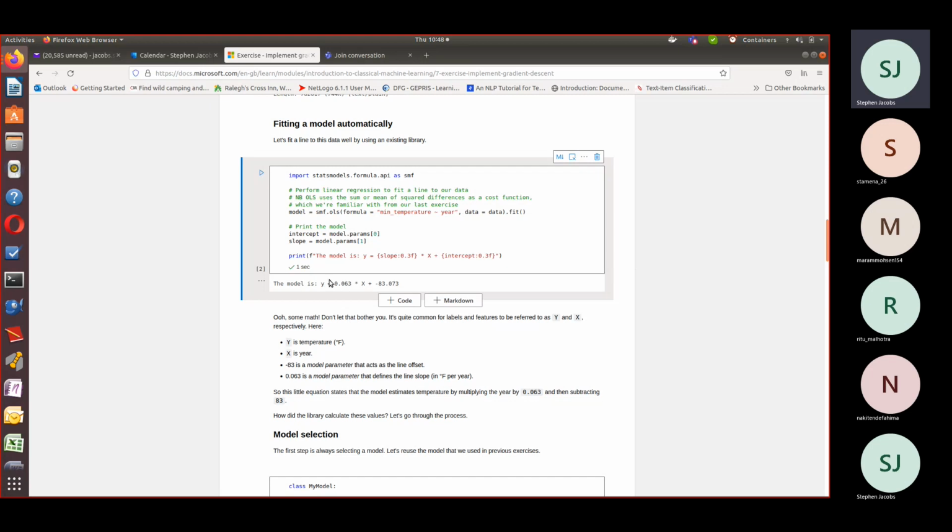So we have our y, which is the result that we want. So we're trying to put in the year and predict the temperature. So this model will take our year, multiply that by 0.063, and then from that subtract 83.073, and we will then be able to go from our year to our predicted temperature. So that's our current model.